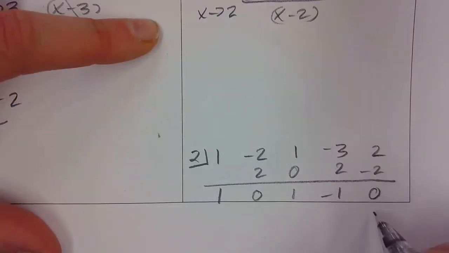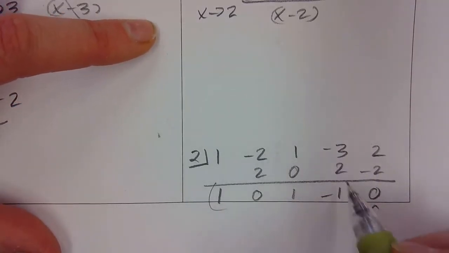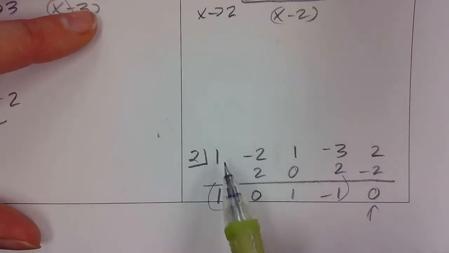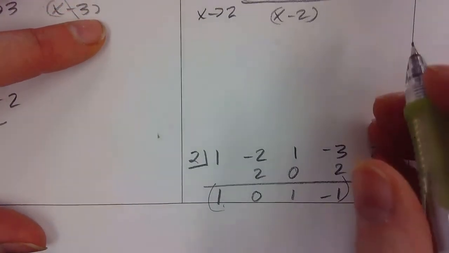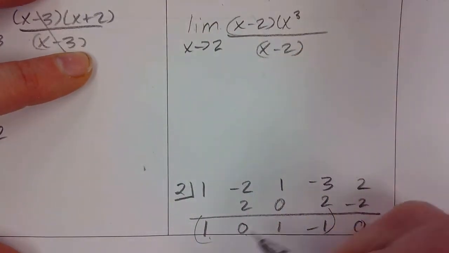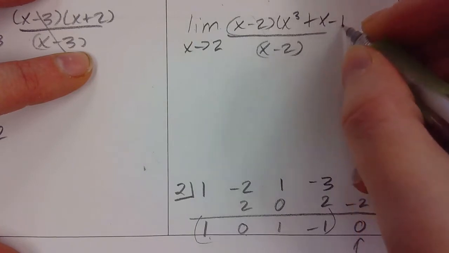And it does factor evenly because I have the 0. And this would be that remaining polynomial. So if I started out with 4th degree, this is going to be 3rd. So that means I now have an x cubed. I don't have any x squared, but I have a plus x minus 1.